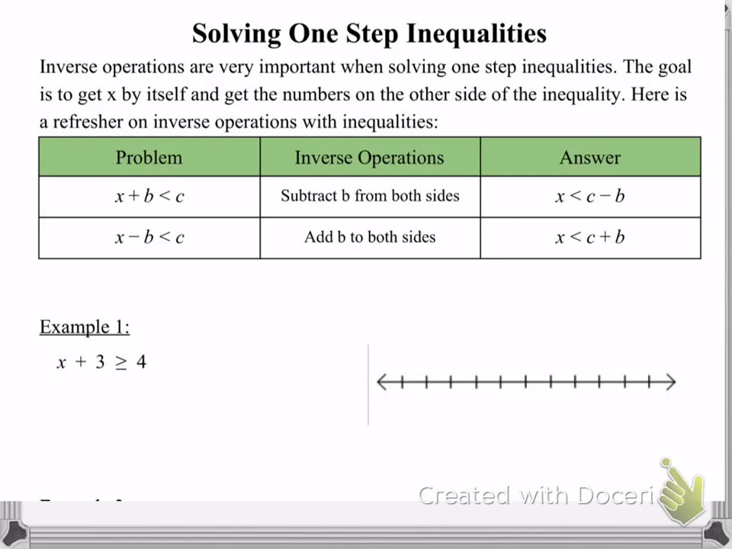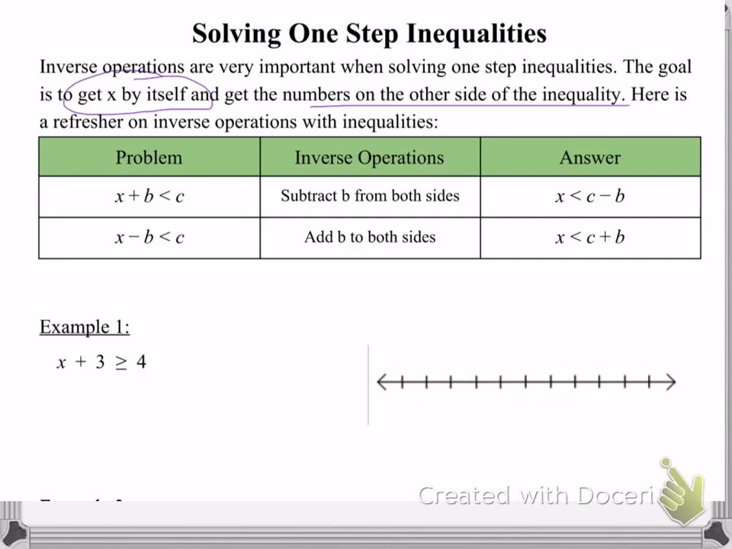So the biggest thing I want to talk about before anything is just inverse operations. You guys learned how to do this when we were solving equations, and it's very similar to one-step equations: you're going to have to get x by itself and isolate the variable to get all the numbers on the other side of the inequality to find out that value. So like I said, it is similar to solving equations. The only difference is that there is an inequality symbol, and you'll have to graph it on a number line when you're finished.